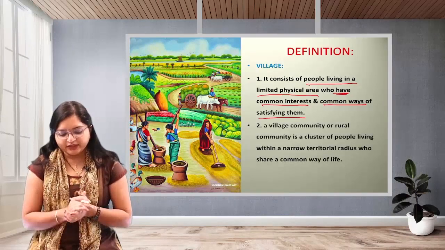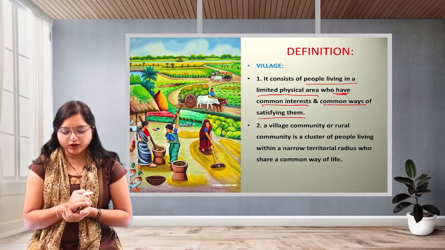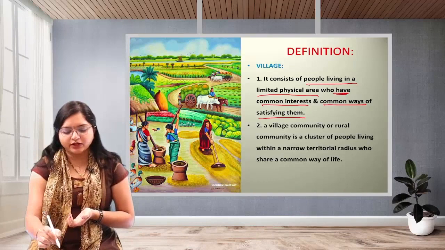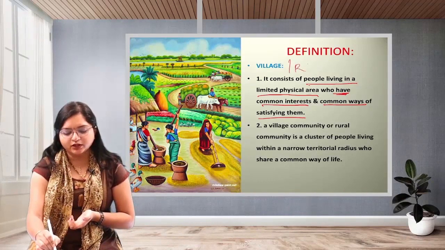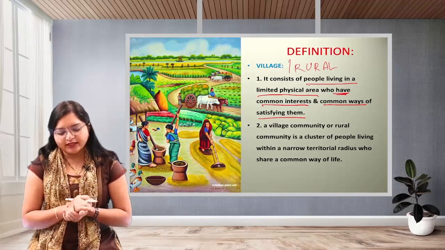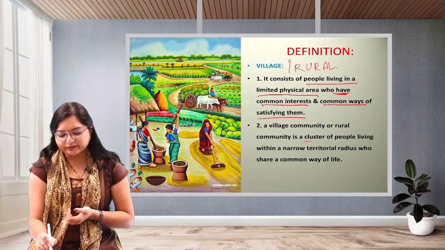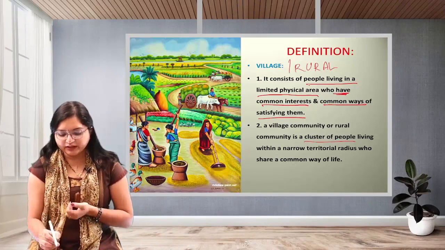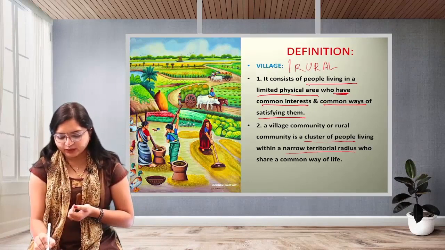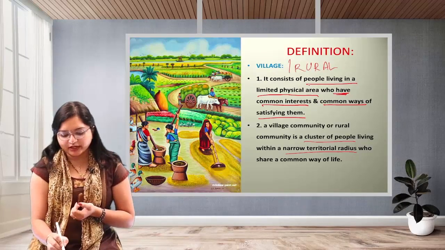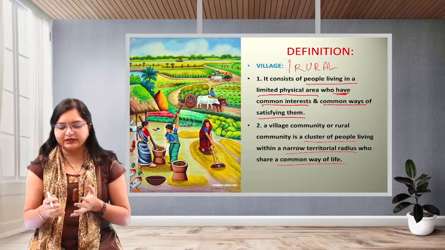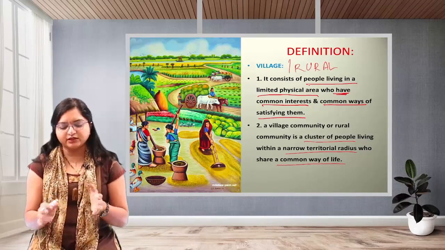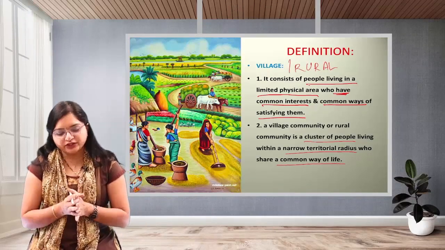And the second definition is of a village community or rural community. A village community is also known as a rural community. This community is a cluster of people, that means a bunch of people living within a narrow territorial radius who share a common way of life. That is the village community. So these are the two definitions of village.